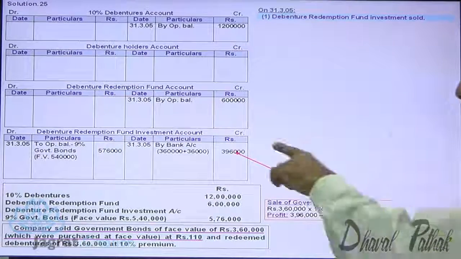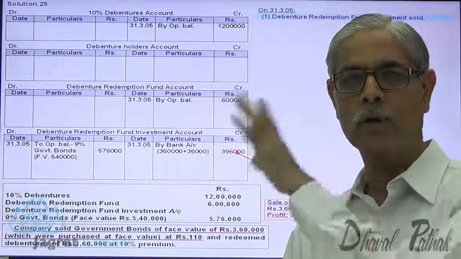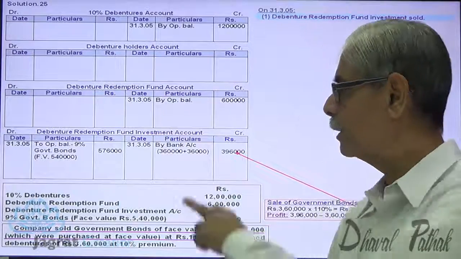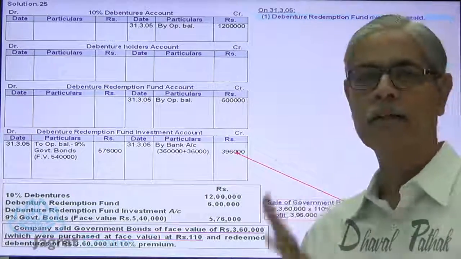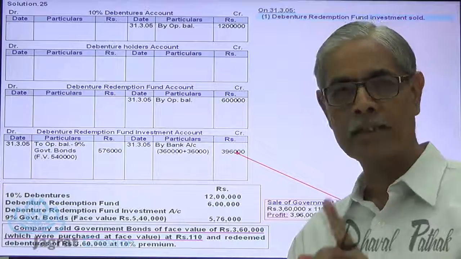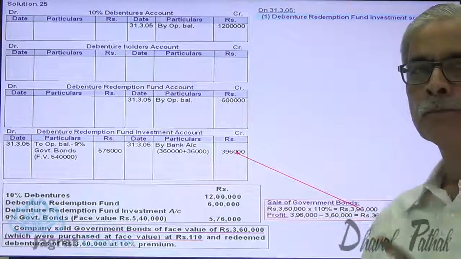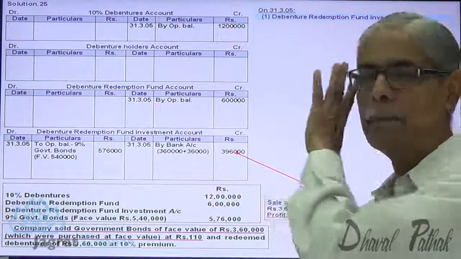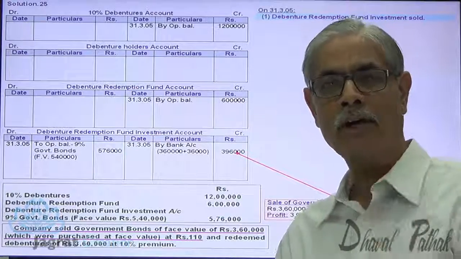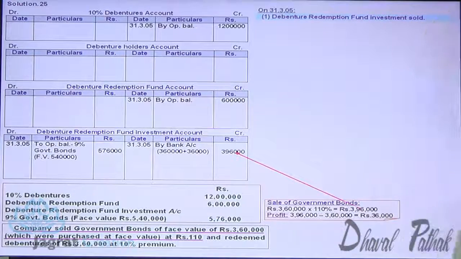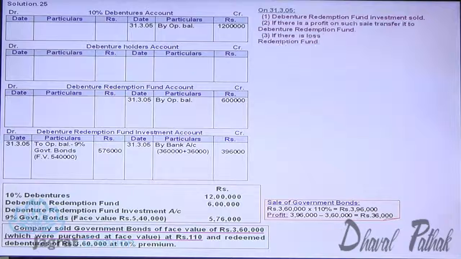Now 3,96,000 received. Bank account debit, to debenture redemption fund investment account credit. So investment account is credited with 3,96,000. How much is the profit? 36,000. That profit will be transferred to which account? Debenture redemption fund account. From where? From investment account. So debenture redemption fund investment account debit.